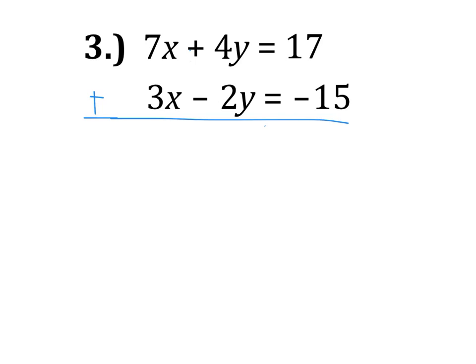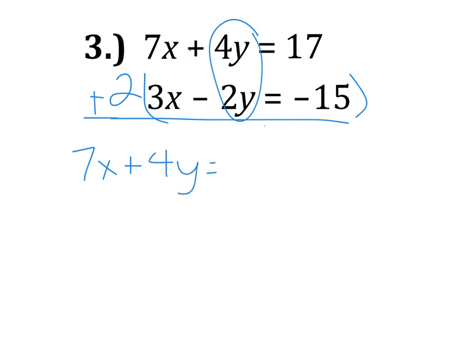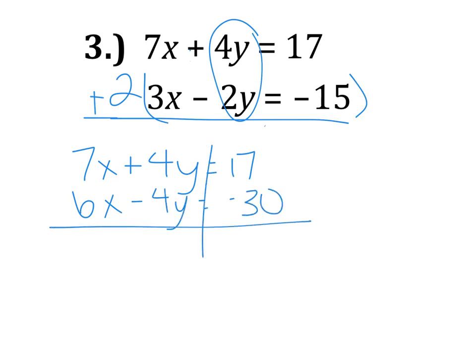So looking at this problem, I'm going to suggest that we get rid of the y value. So what we're going to do is multiply the whole bottom equation by 2. The top equation will stay exactly the same, but now the bottom equation becomes 6x minus 4y equals negative 30. So basically, we're taking the bottom equation and we're doubling it. Now when we add them together, our y's will eliminate.